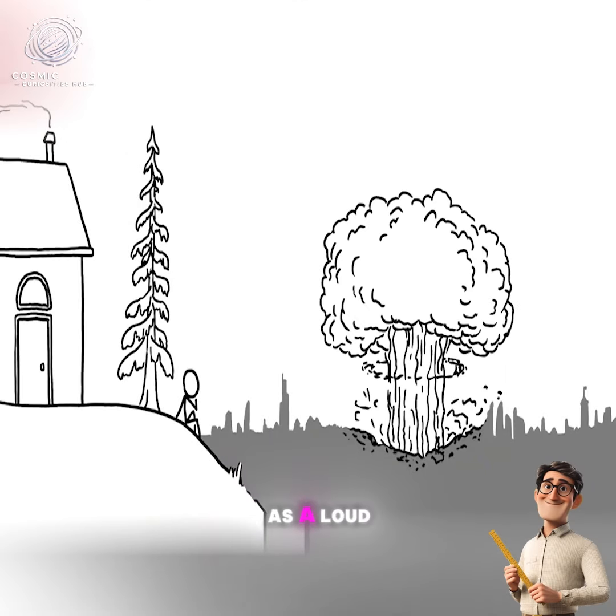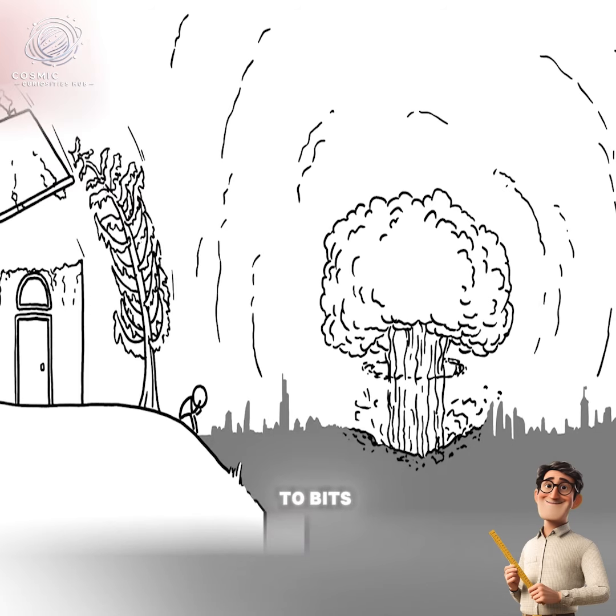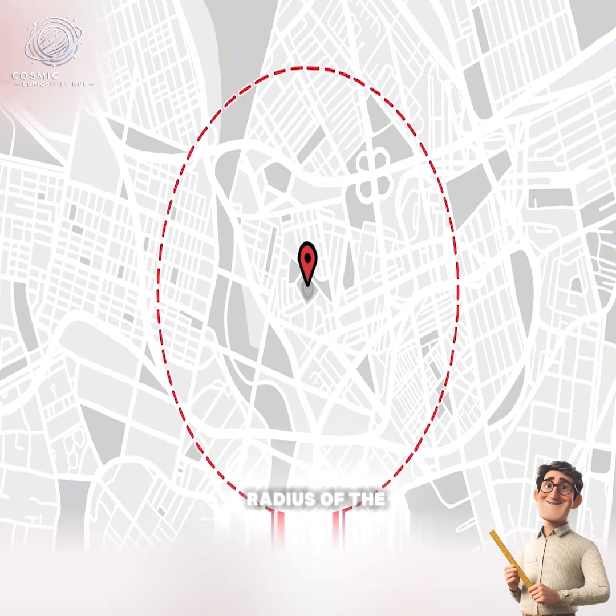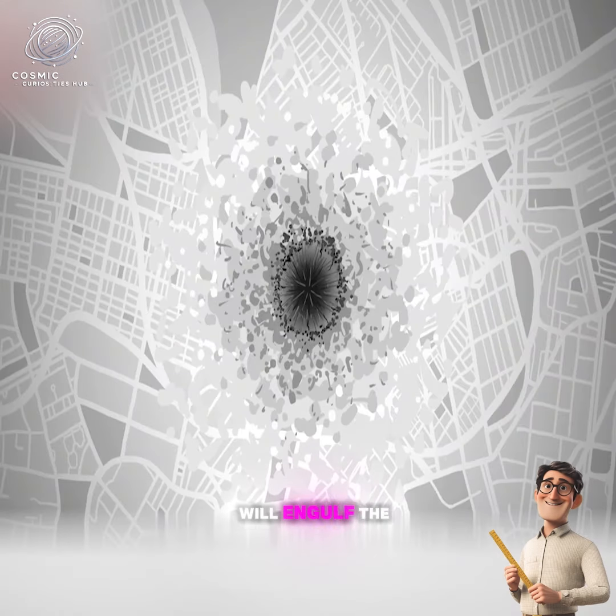After that, as a loud roar accompanies the arrival of the shockwave, trees and houses will be blown to bits. Within a 0.62-mile radius of the explosion center, everything will be razed to the ground. The fireball from the explosion will engulf the surrounding city. The explosion center will also leave a crater about 328 feet wide.